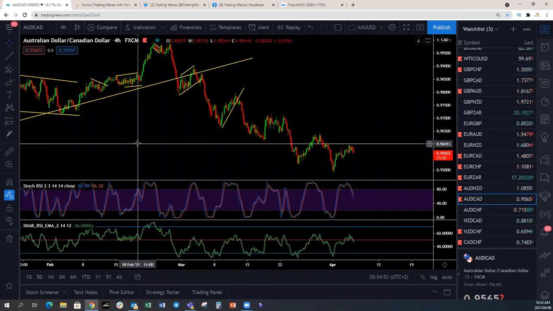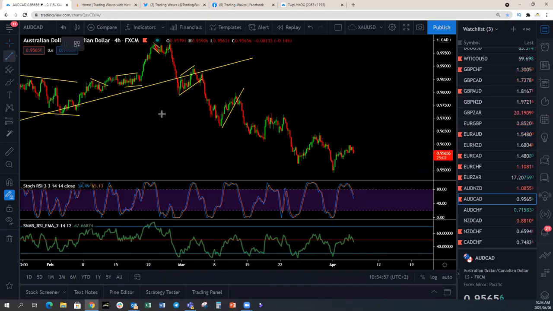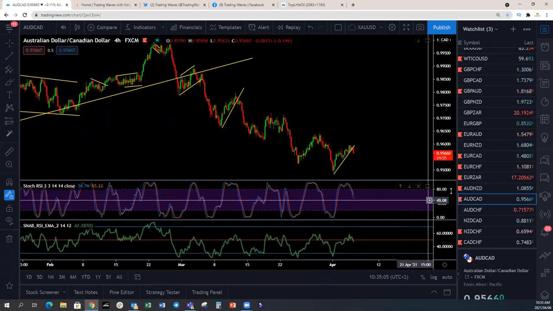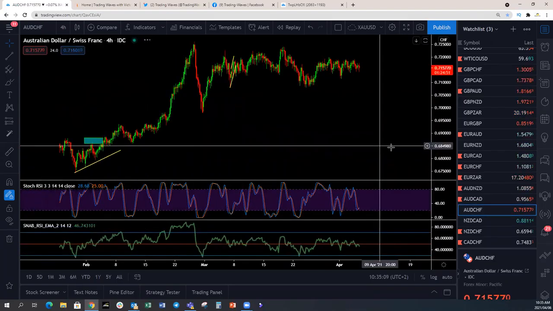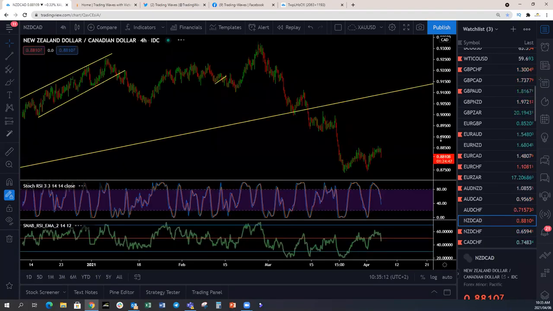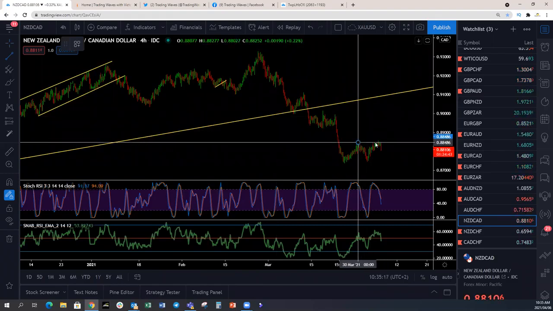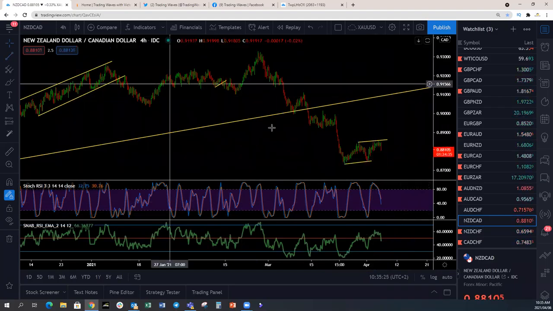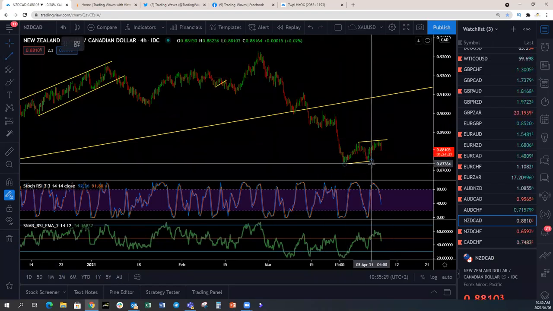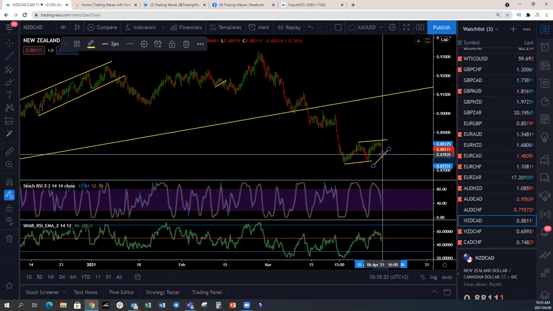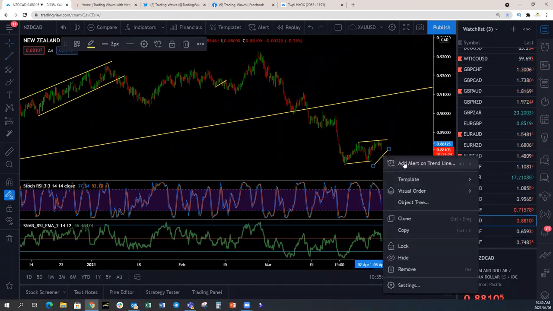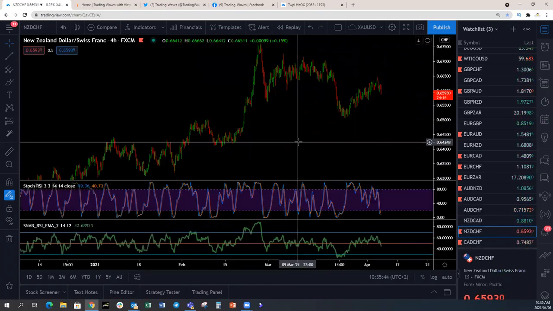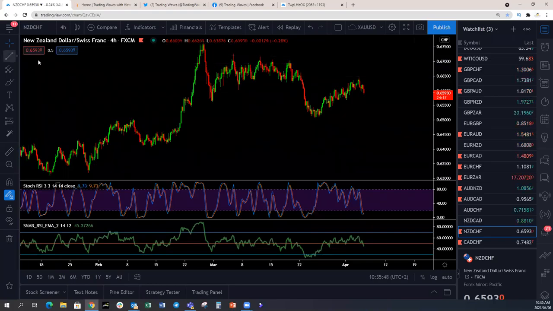Here's the trade setup on the 1 hour Aussie CAD. Aussie Swiss, sideways. New Zealand CAD. There's a setup. New Zealand Swiss. Another one continuing to the downside.